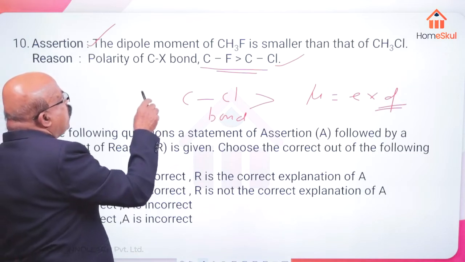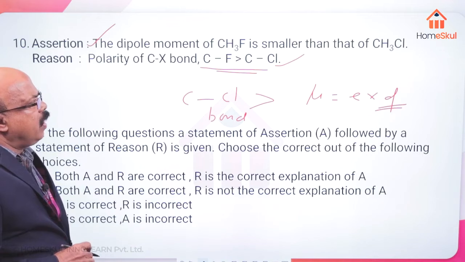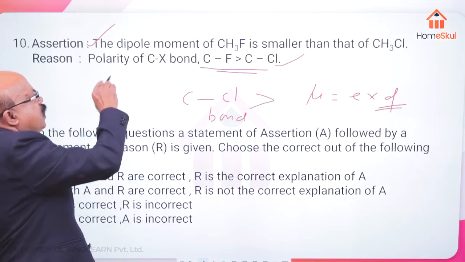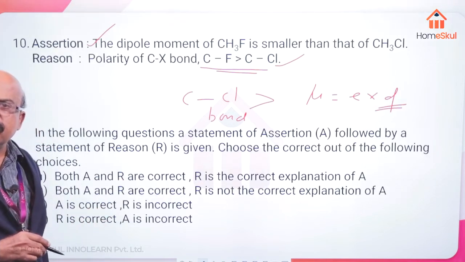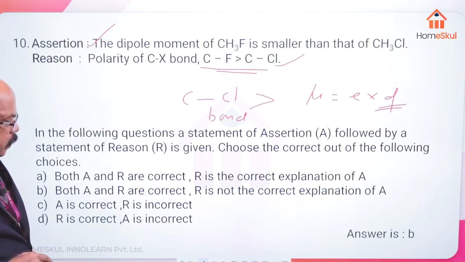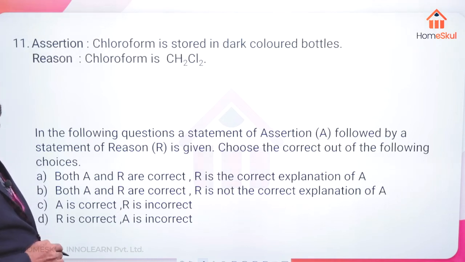So the dipole moment of CH3F is smaller than that of CH3Cl. That statement is correct. Assertion is correct. Reason is correct, but that is not the explanation. So the answer is option B. Option B is your answer. Okay, next one. Another assertion-reason type question.